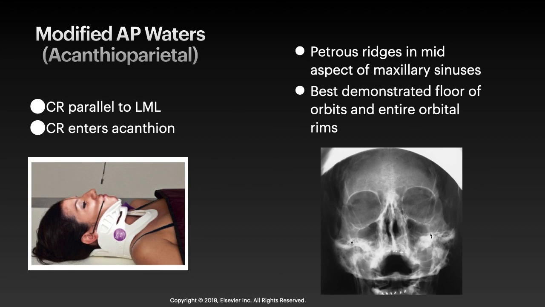Modified AP Waters. CR is parallel to the LML, still entering the acanthion. Image evaluation, the petrous ridges in the mid-aspect of the maxillary sinuses. Best demonstrated is the floor of the orbits and entire orbital rims.